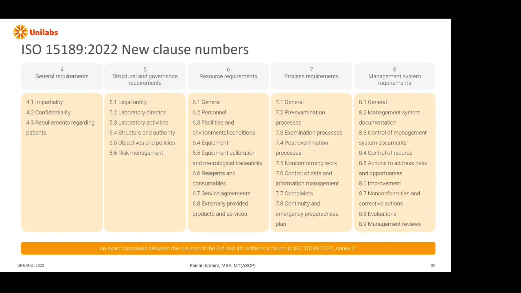And this is the structure of the new ISO. Clause 4 is a general requirement that discusses impartiality and confidentiality. Clause 5 is structure and governance requirements, anywhere from legal entity to lab director and risk management. Clause 6 covers any resource that we need to run our lab, from personnel to equipment, reagents, and service agreements. Clause 7 covers all the processes we have in our lab, which tend to be a little bit technical. It covers pre-examination, examination, post-examination, and nonconforming work.